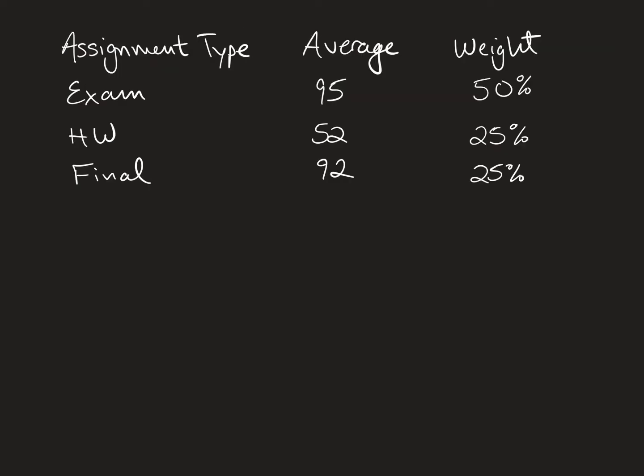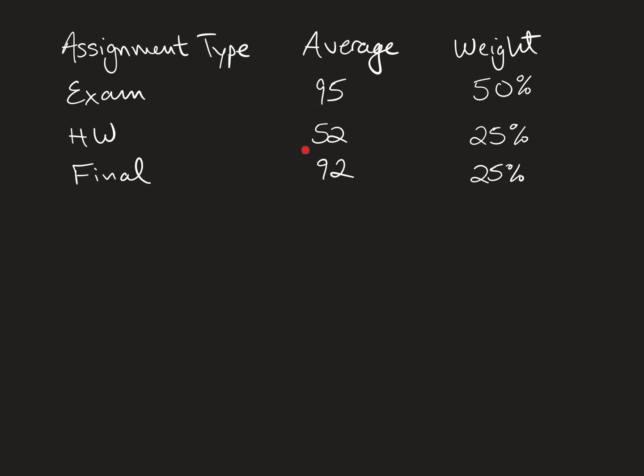In this example, I'm going to be going over how to calculate a weighted average. In order to have a weighted average, you have to have an average or a value for the category it represents, and you have to have some weights for those values. The categories we have for this one, it looks like we're trying to calculate a final average here: exams, homework, and a final exam. The average for the exams for this particular student was 95. The average homework score was 52, and the final exam was a 92.